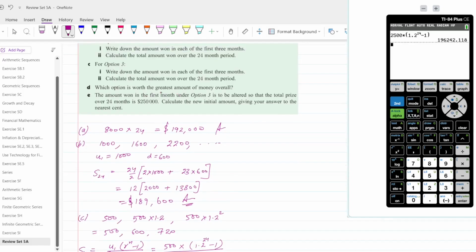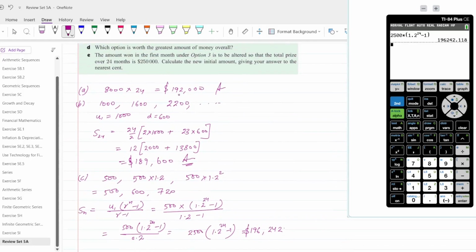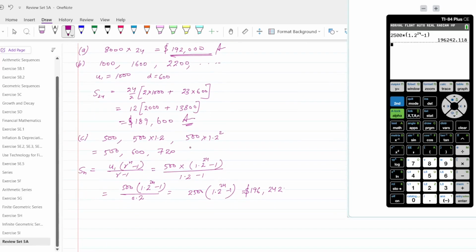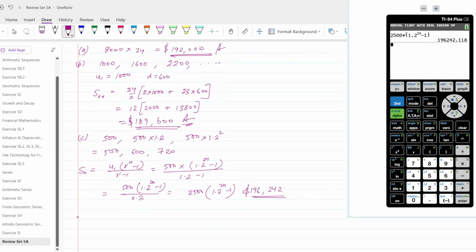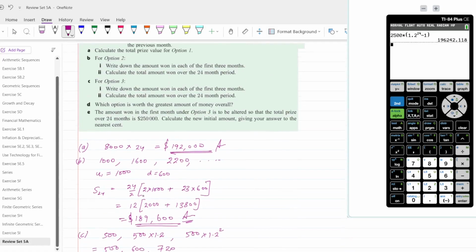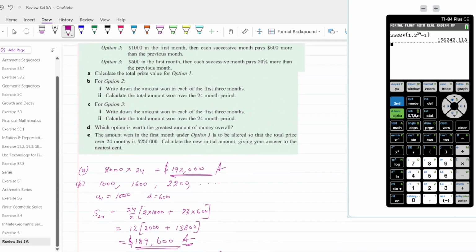Which option is worth the greatest amount of money overall? In option 1, it is 192,000. In option 2, it is 189,600. And in option 3, it is 196,242. So option 3 is the best. So we have done this, and this.